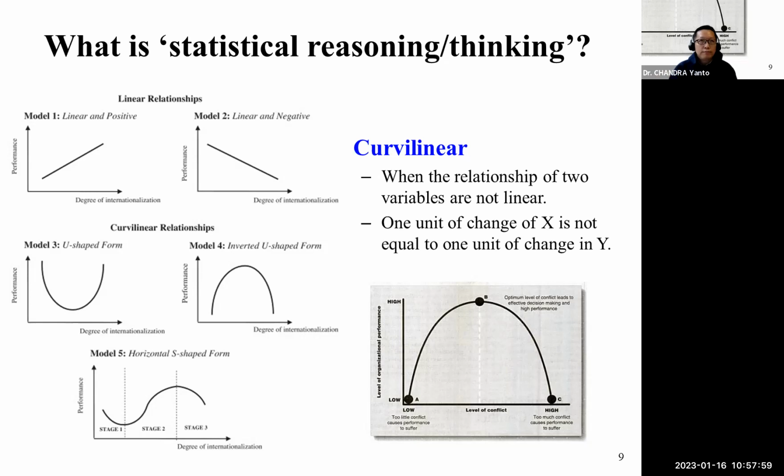But there are many relationships in this world, not all, that are not linear, or what we call non-linear, or even curvilinear. The example that I show you there is the level of conflict and the level of organizational performance. Let's say you conduct a survey among 1,000 companies and you ask them, do you have conflicts in your organizations or not?